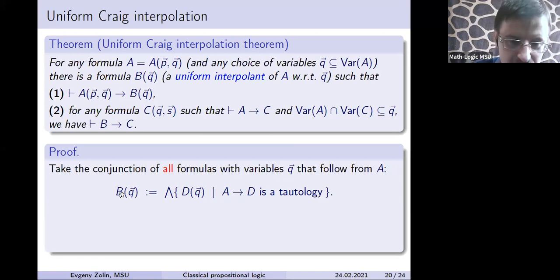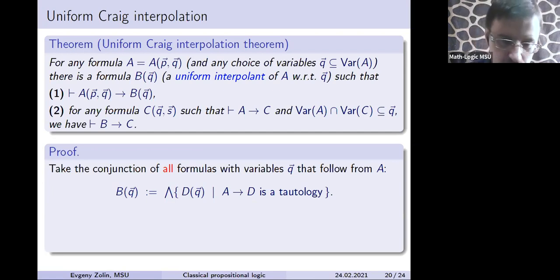So for this formula, we take all formulas with variables Q such that A implies D is a tautology. But you can say there are infinitely many formulas with variables Q. Even with one variable, for example, R, you can build infinitely many formulas. For example, R, not R, R and R, R implies not A, R, and so on.